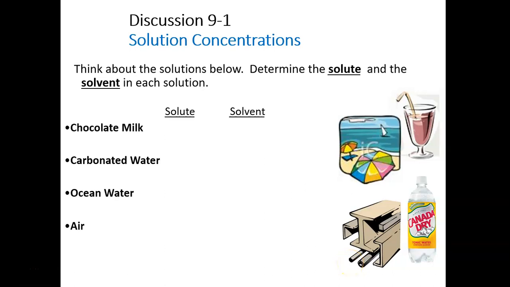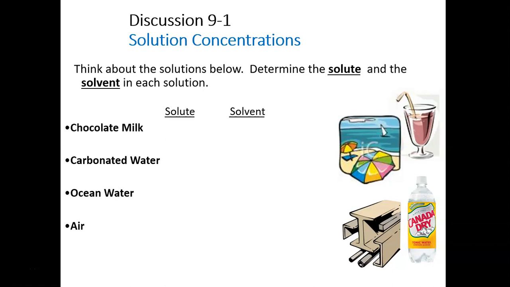Okay guys, this is our first discussion in Unit 9 and we're going to talk sort of about solutions in general, do a little introduction in terms of some vocabulary and also some calculations. So just to start, I want to look at these four solutions.